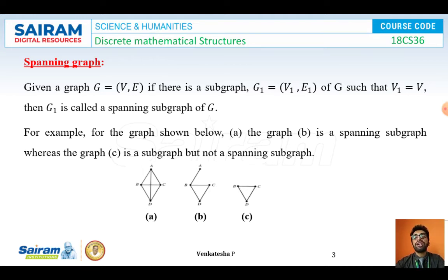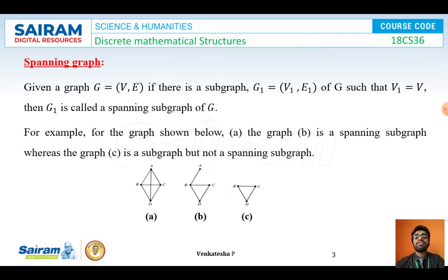So with this condition we can say that the graph G1 is a spanning subgraph of G. The first condition is that G1 must be a subgraph of the graph G. The second condition is that the number of vertices in the graph, V1, must be equal to the number of vertices in the graph G also. V1 must be equal to V. With this condition we can say that the graph G1 is a spanning subgraph of the graph G.